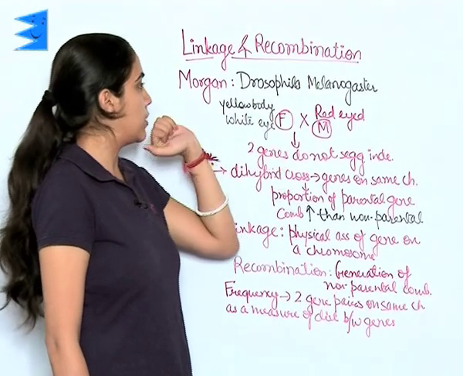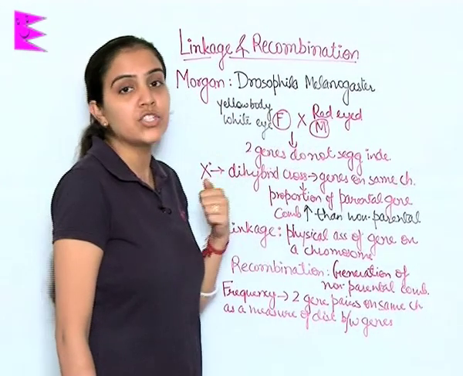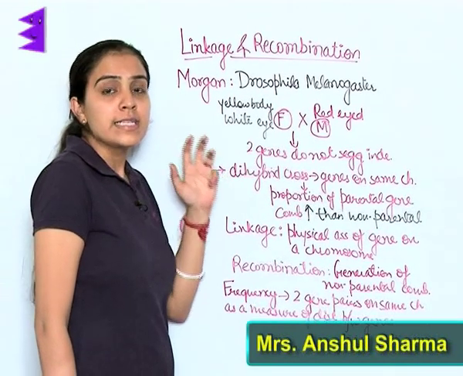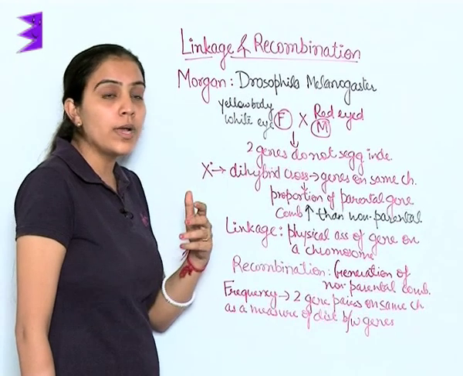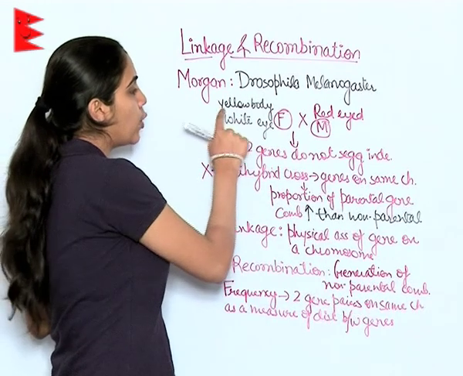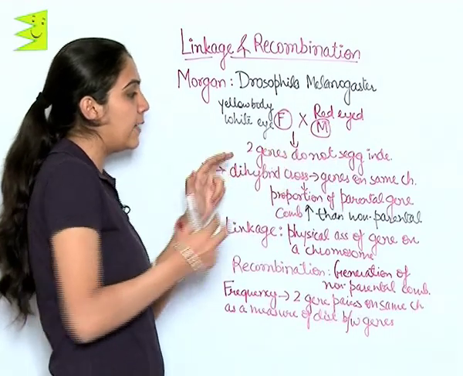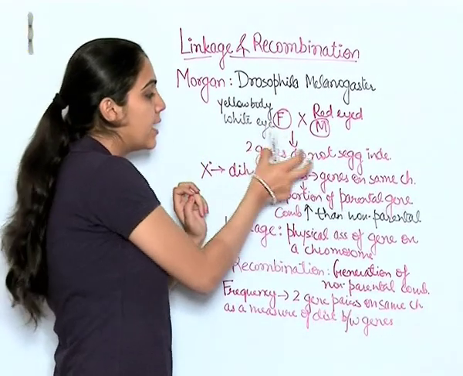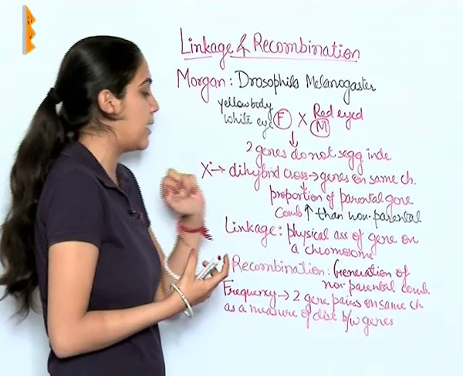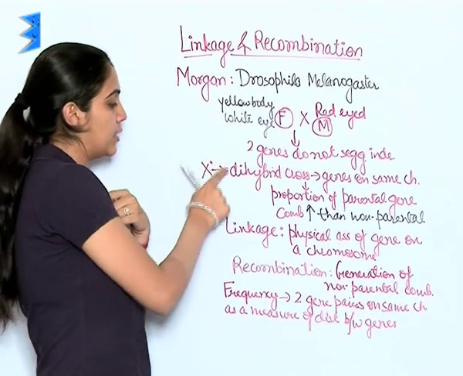Linkage and recombination. Now, what Morgan did: he studied Drosophila melanogaster, which is a fruit fly. He studied how chromosomes separate and segregate to give inherited characters or to continue variations. He took a yellow-bodied, white-eyed female and crossed it with a red-eyed male, and to his surprise, he found that the two genes do not segregate independently. Now, what is the reason? He knew that the gene was present on the X chromosome.